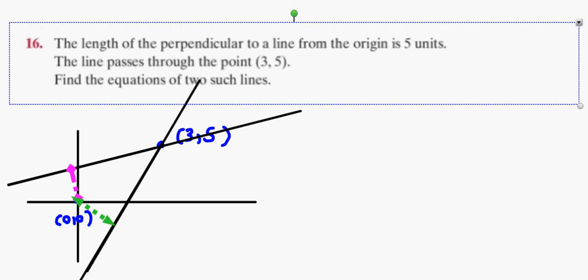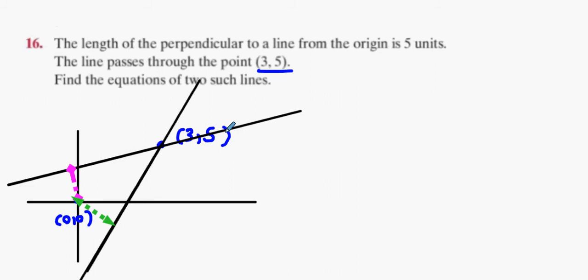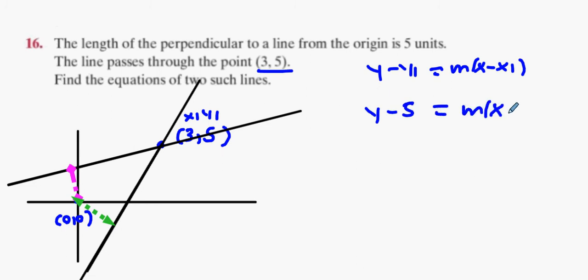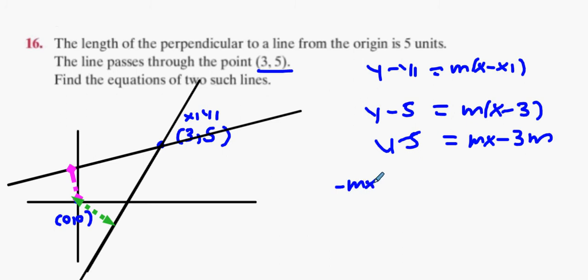Now, problem is you don't know the slope, but you know one of the points on the line, don't you? So what can we use? We can use the equation of the line. y minus 5 equals m into x minus 3. y minus 5 equals mx minus 3m. Move it all over one side, you get minus mx plus y plus 3m minus 5 equals 0.